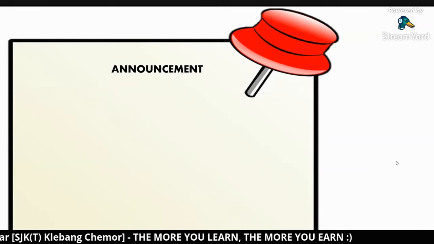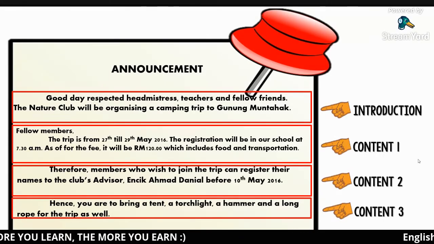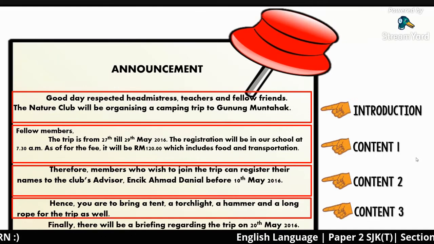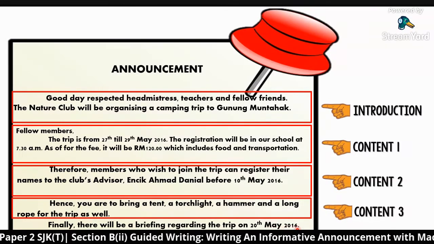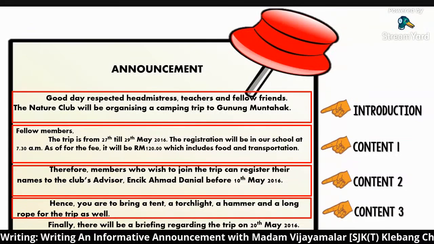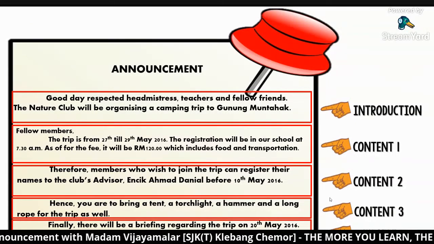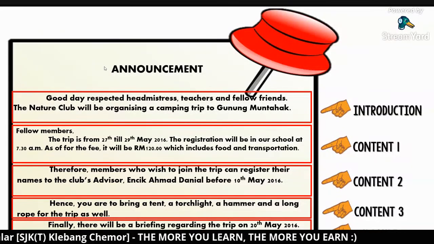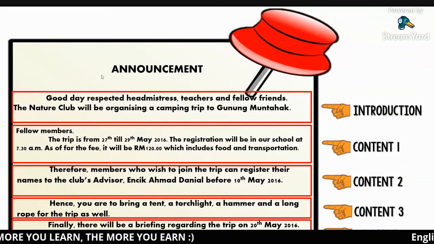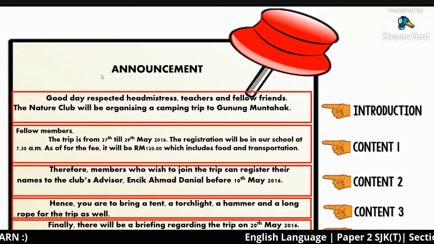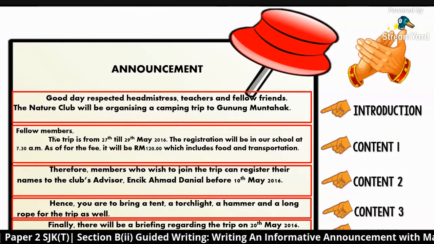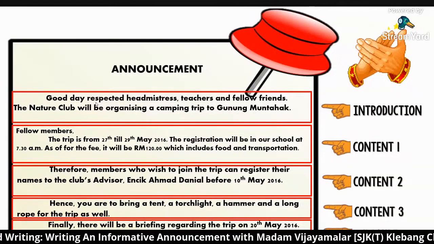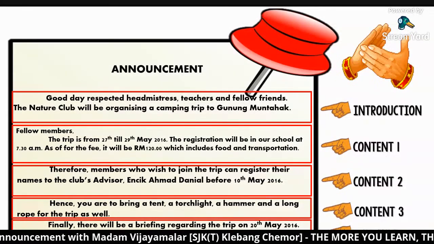Okay, now let's put it up in our announcement sheet. So there you go. Finally, there will be a briefing regarding the trip on 20th May 2016. Do not miss this golden opportunity. Thank you. So that is your closure. Wow, look at that. You have actually written an announcement. Good job, guys. Give yourself a pat on the back. We have beautifully arranged our introduction, our three contents, and our closure.